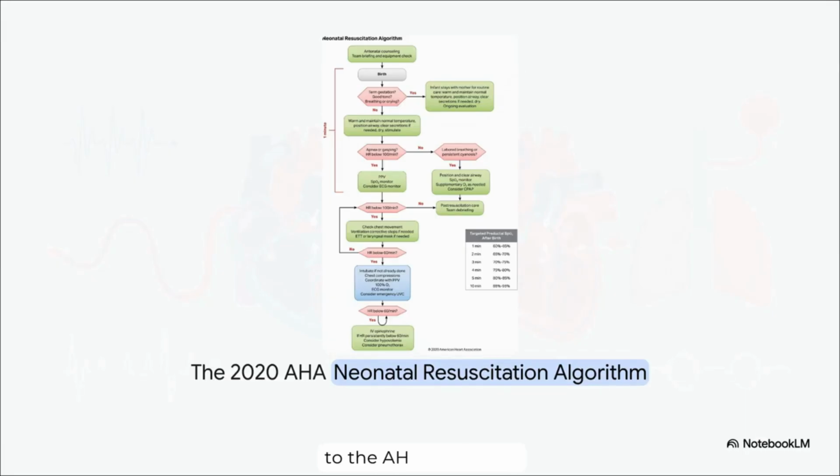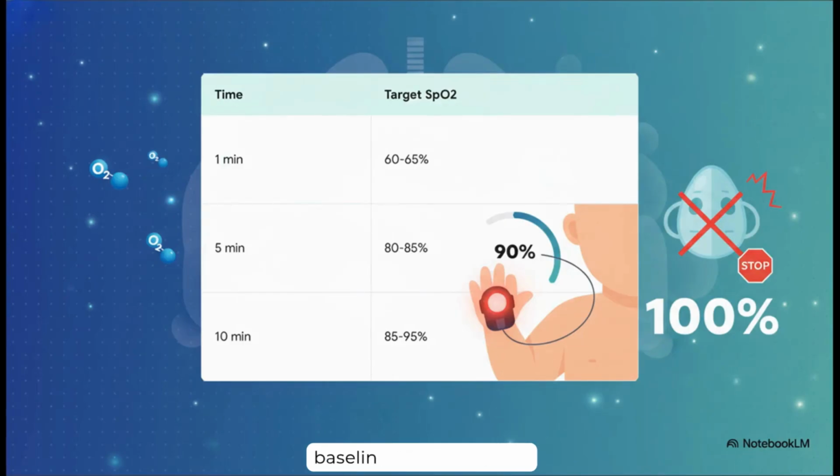Applying this directly to the AHA algorithm, if the newborn is apneic or gasping, or if the heart rate falls below 100 beats per minute, we must immediately intervene with PPV within the first 60 seconds. By doing this, we are manually forcing the alveoli open, forcing the fluid out, abolishing the hypoxic vasoconstriction, and manually driving the transition from a parallel to a series circuit so the heart rate, and therefore cardiac output, can rapidly recover.